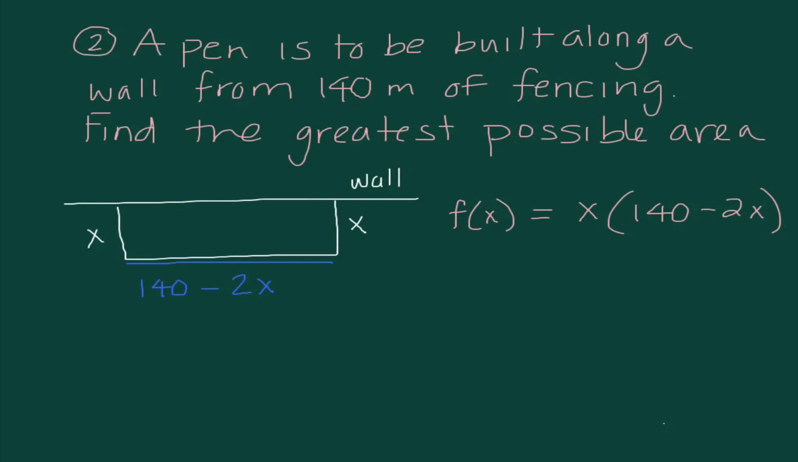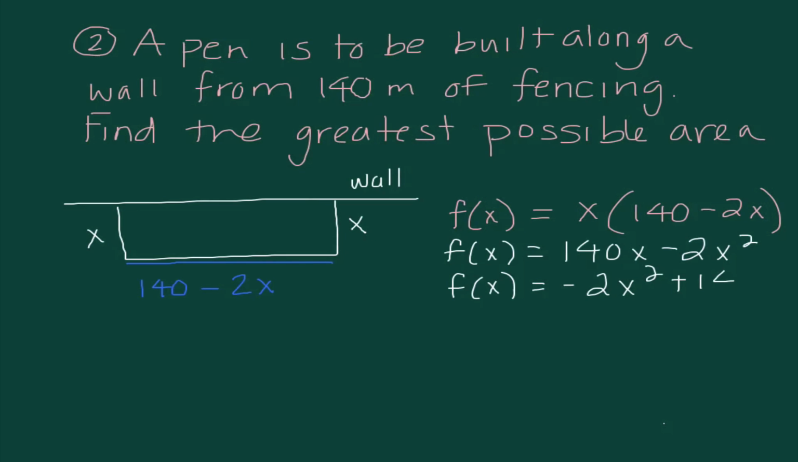If we take a look at this, I wrote this one on purpose because it's not asking me what the dimensions of the fence are. It's asking me what the greatest possible area is. So we know f of x in this case represents the greatest possible area. What I'm going to have to do is find the x value of my vertex, then substitute that back into our function to find the corresponding y value. So I'm going to make this 140x minus 2x squared, and rewrite it in the order that we like.